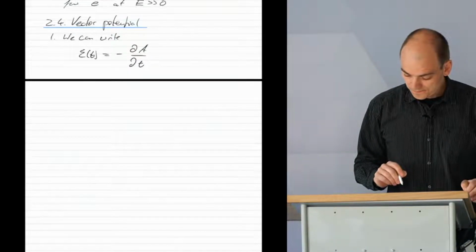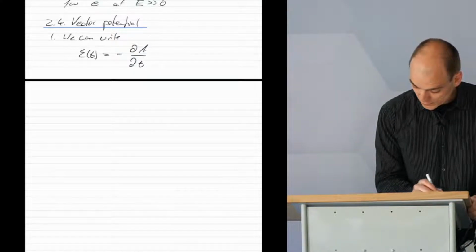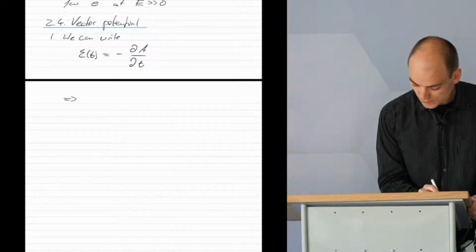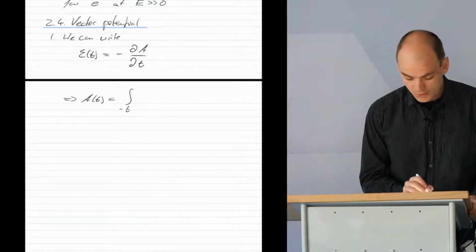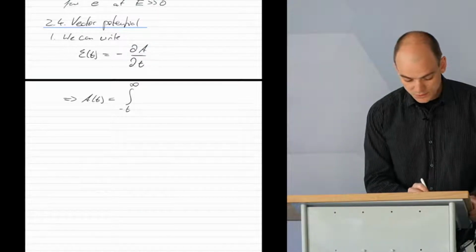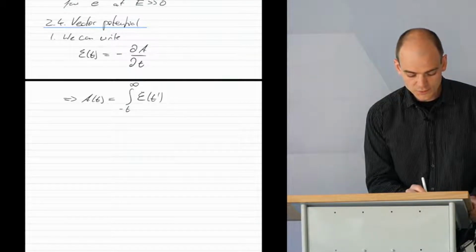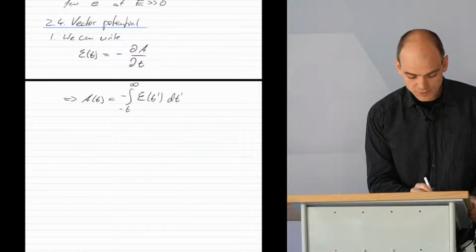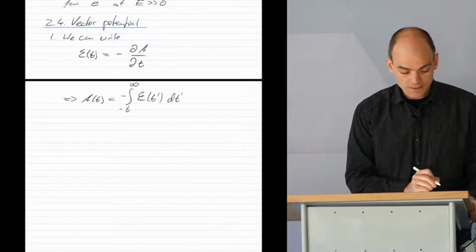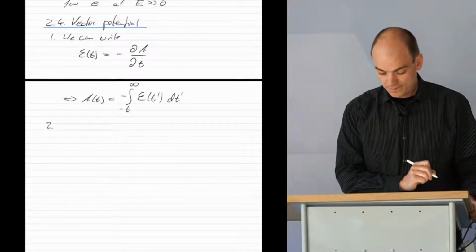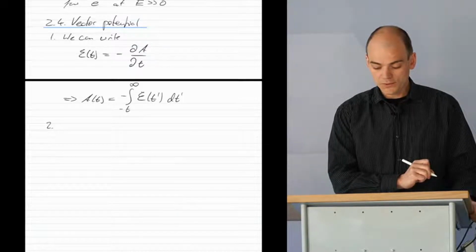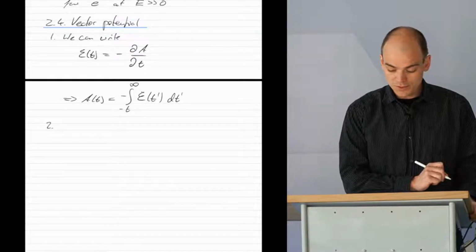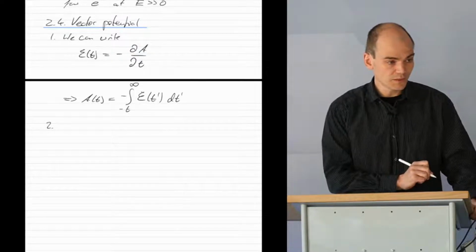And from this it follows that A of t can be written as the integral from t to infinity over the electric field, and actually with a minus. Well, the electric field of a laser pulse has an interesting property, namely that the integral over the entire field vanishes.